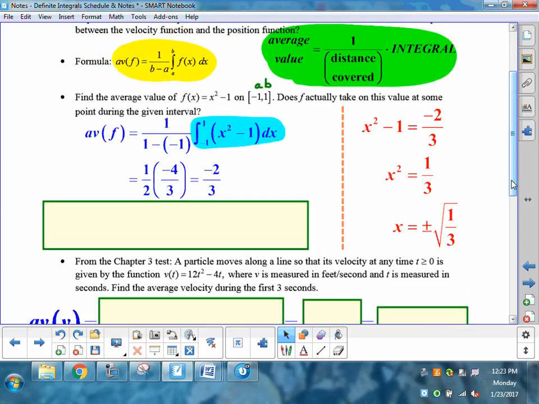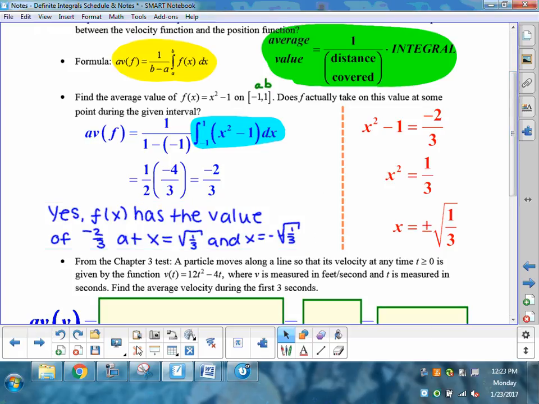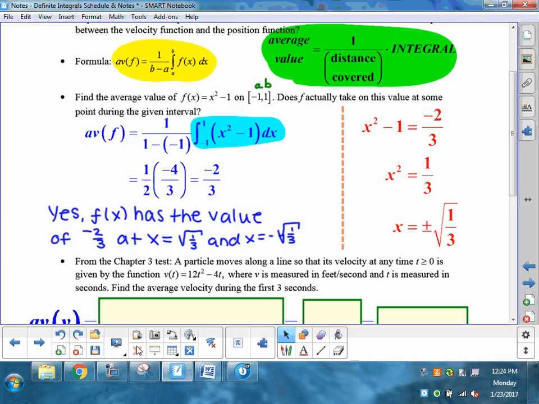Now, is the AP going to make you rationalize that? Am I? I'm too nice. Yes, the function has the value of -2/3 at that. Notice, the function value is the output, or the y equals. Questions on that? This is a repeat of a question you had before.